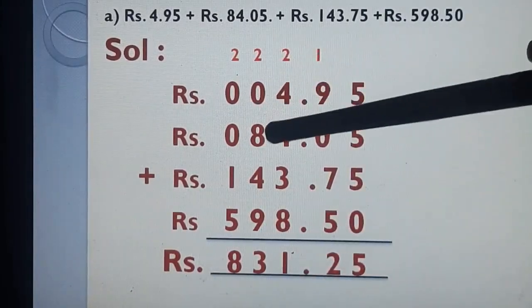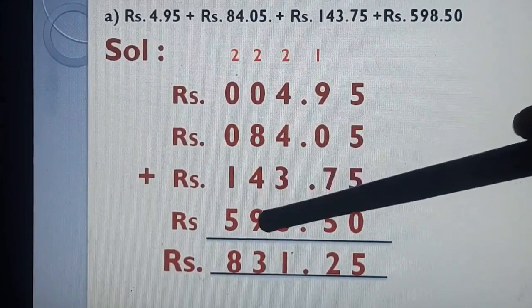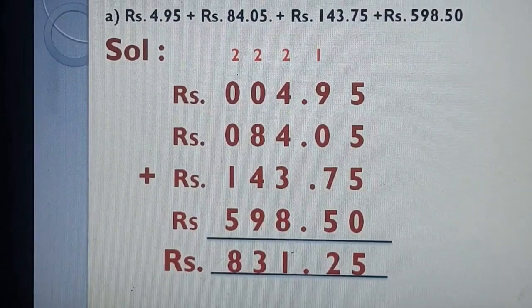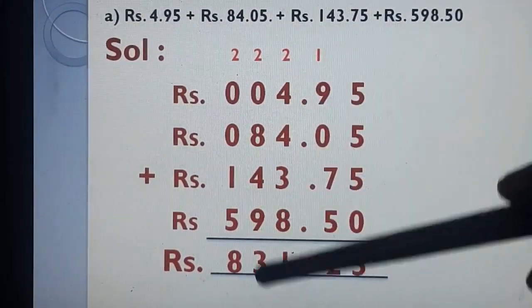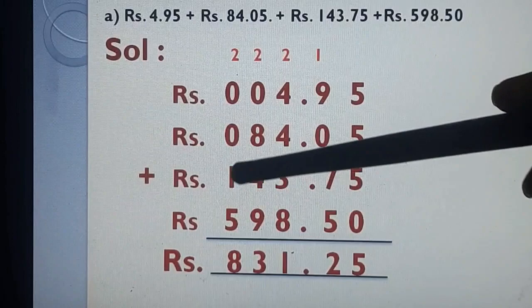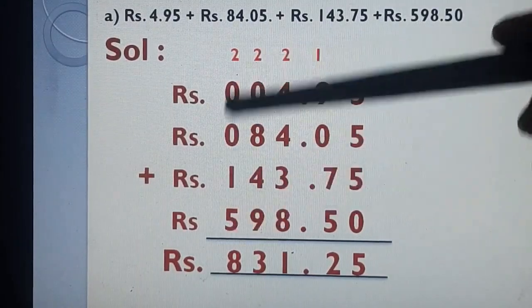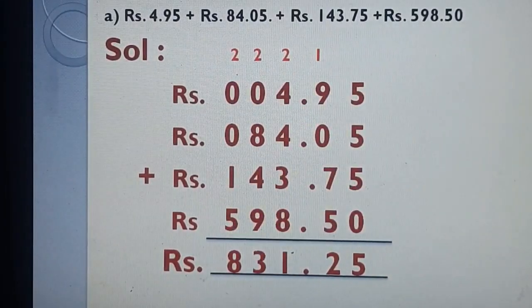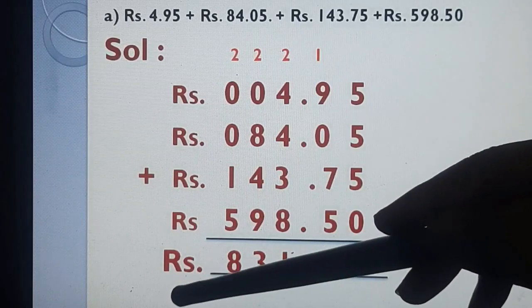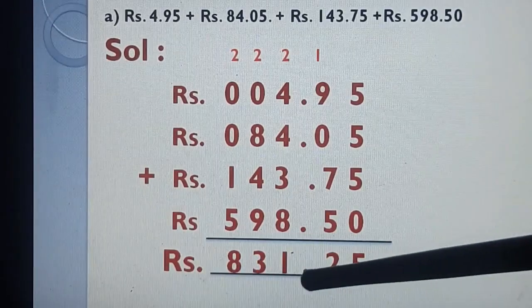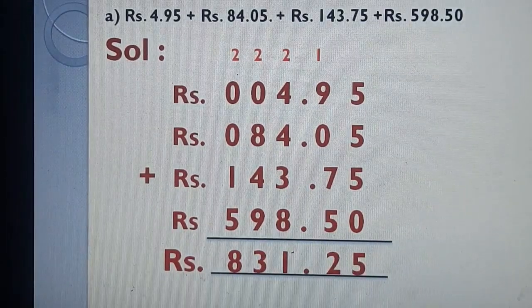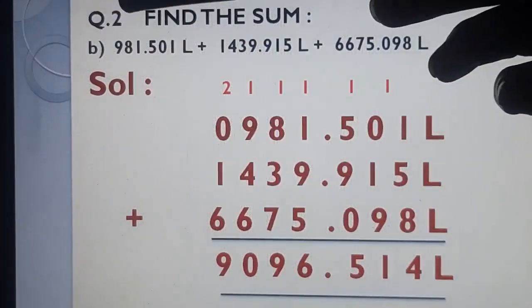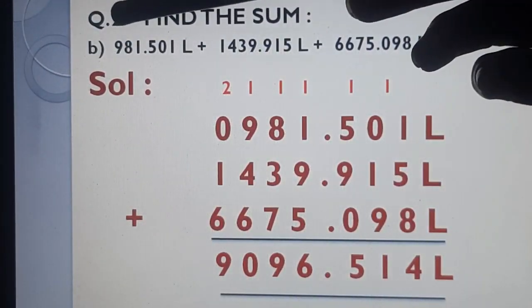1, 2 carry. 8 plus 4, 12. 12 plus 9, 21. 21 plus 2, 23. 3, 2 carry. 1 plus 5, 6. 6 plus 2, 8. So our answer is rupees. Be careful. Rupees 831.25.